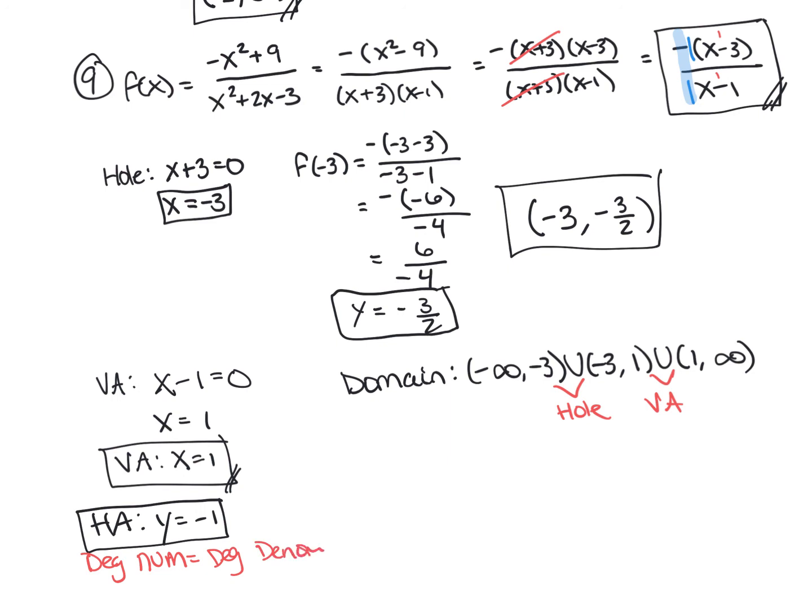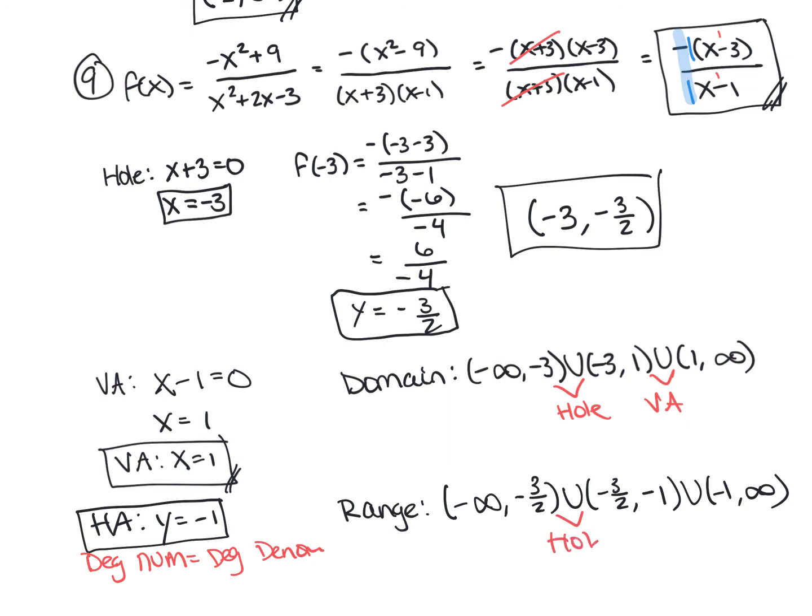And when we want to write our range, we're going to have 2 breaks in our range, one from the y value of the hole, one from our horizontal asymptote. So let's see, we'll go from -infinity to -3 over 2, from -3 over 2 to -1, from -1 to infinity, with this first break being for the hole and the second break being for that horizontal asymptote.